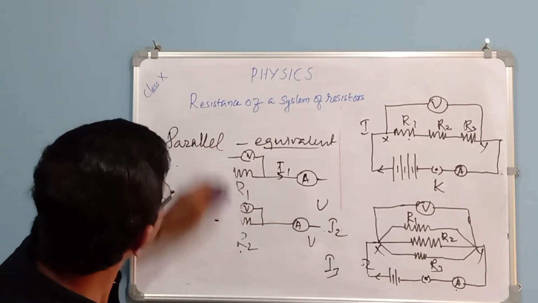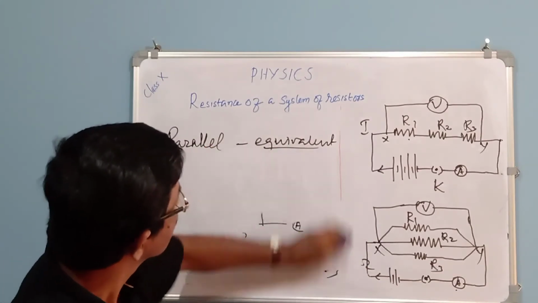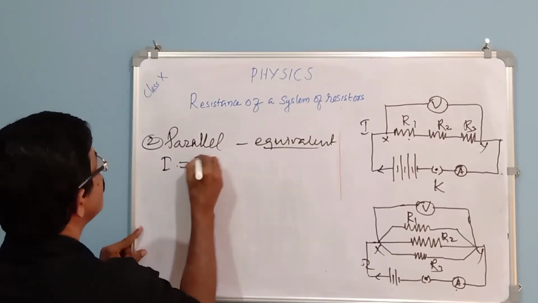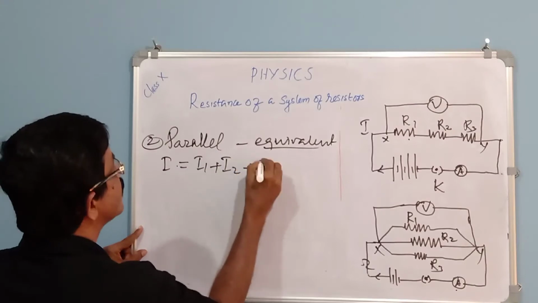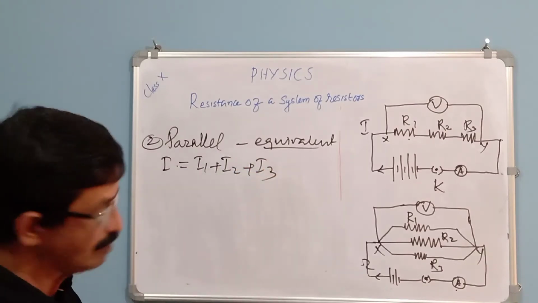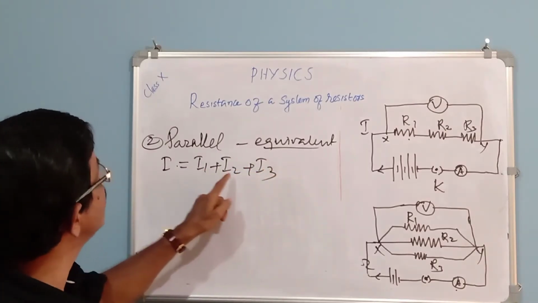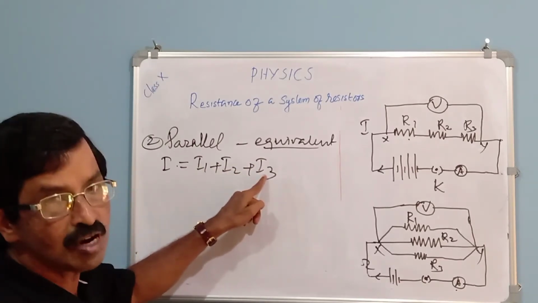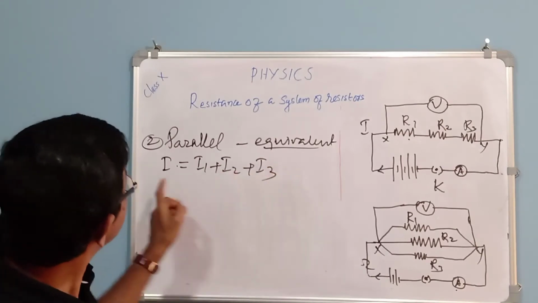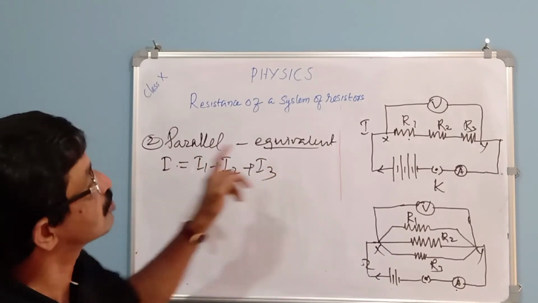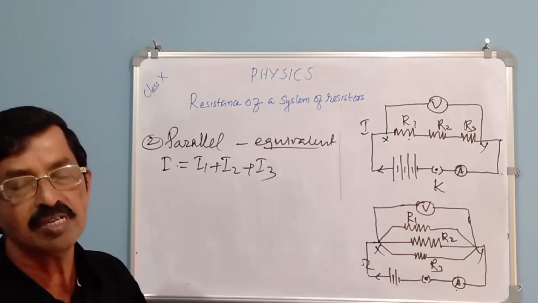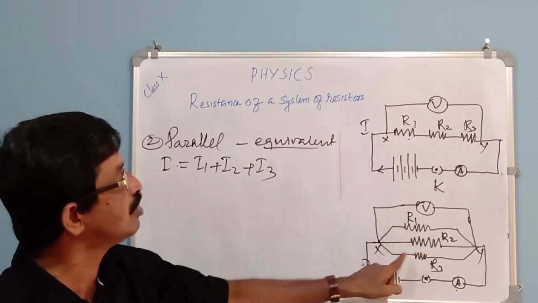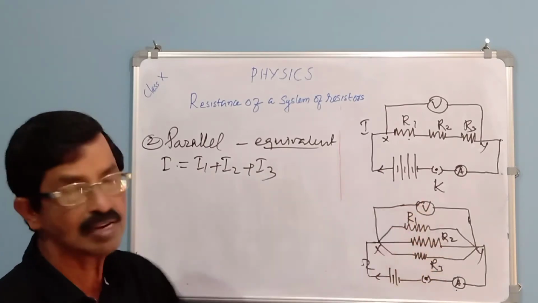Now see, the total current through the circuit, that is I, is equal to I1 plus I2 plus I3. I1 is the current through R1, I2 is the current through R2, and I3 is the current through R3. And that current I is the total current through the circuit, but the potential will be the same in all the resistors. The potential measured across R1, R2, R3, and the combination will be the same.